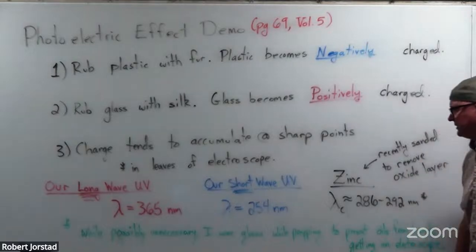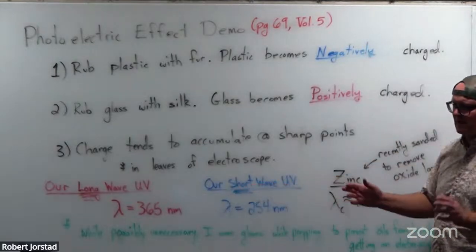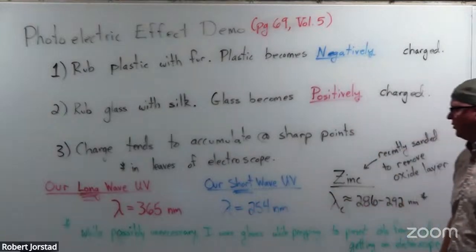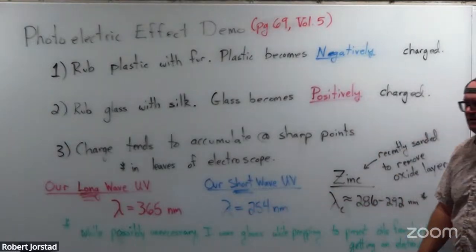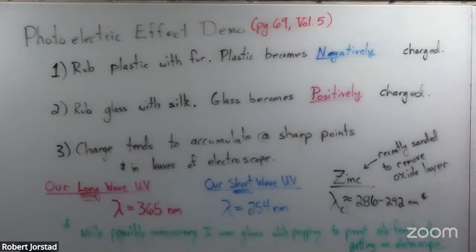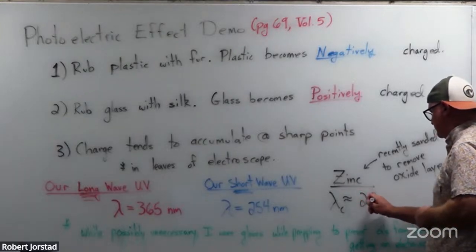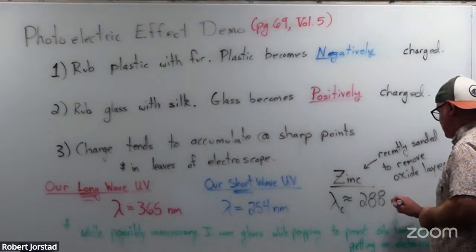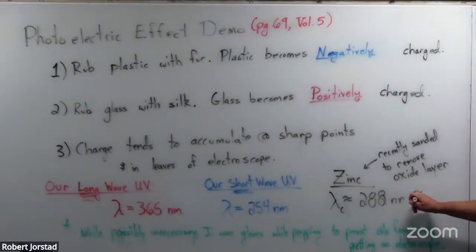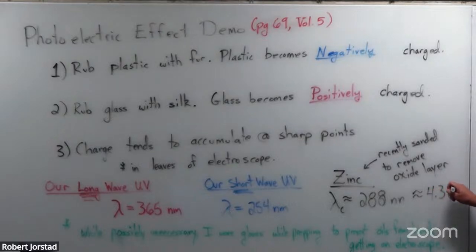All right, next, our light source has a long wave UV, meaning long wavelength, and that wavelength is 365 nanometers according to the manufacturer. Our short wave UV in the same lamp we could choose is lambda equals 254 nanometers. And I looked up some numbers for zinc, and there's a bunch of different numbers you'll see on the internet, but there's basically a cutoff wavelength for the photoelectric effect to work. Wavelengths have to be shorter than this cutoff wavelength, and so let's just call this about 288. Let's just pick something in the middle there. It depends in the literature which resource you use. And this corresponds to about 4.3 eV if you're curious.